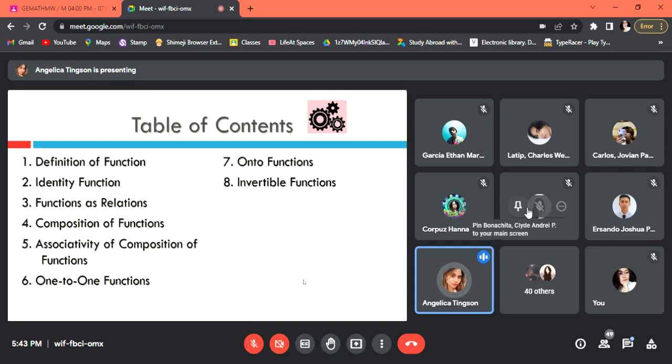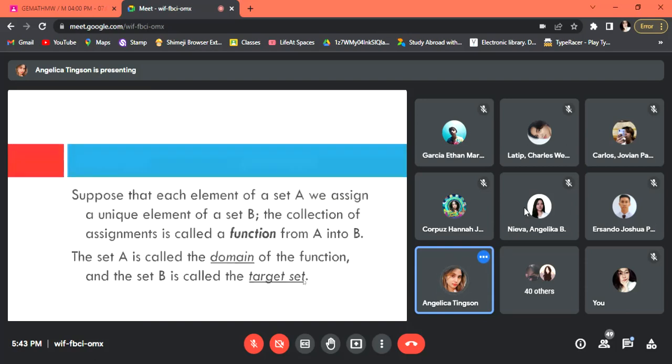And we have definition of function, identity function, functions as relation, composition of functions, associativity of composition of functions, then one-to-one function, and onto and invertible function. Okay, so first, let's define function.